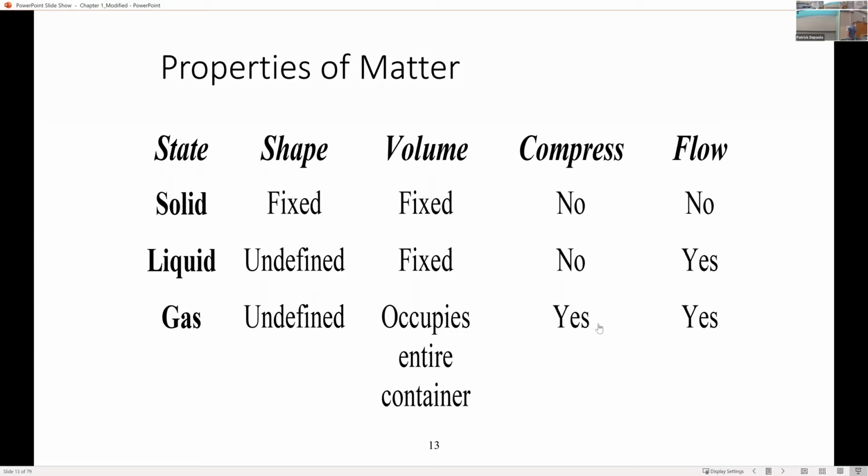Also, gases occupy the entire container. And it's a good thing they do, because if they didn't, then if you farted, it would travel in the same unit of space and it would just move. You'd be able to smell it like an hour later if somebody walked by.